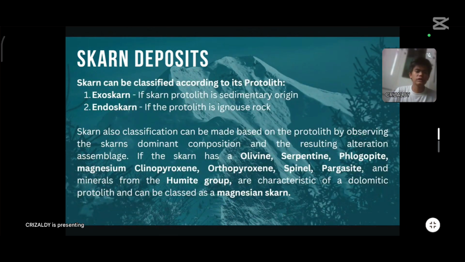Now, skarn classification can also be made based on the protolith, observation of the skarn dominant composition and the resulting alteration assembly. Example, if the skarn has a composition of olivine, serpentine, phlogopite, magnesium clinopyroxene, orthopyroxene, spinel, pargasite, and other minerals from the humite group, we can classify it as from dolomitic protolith. And we know that dolomite is rich in magnesium, so it can be classified as a magnesian skarn.